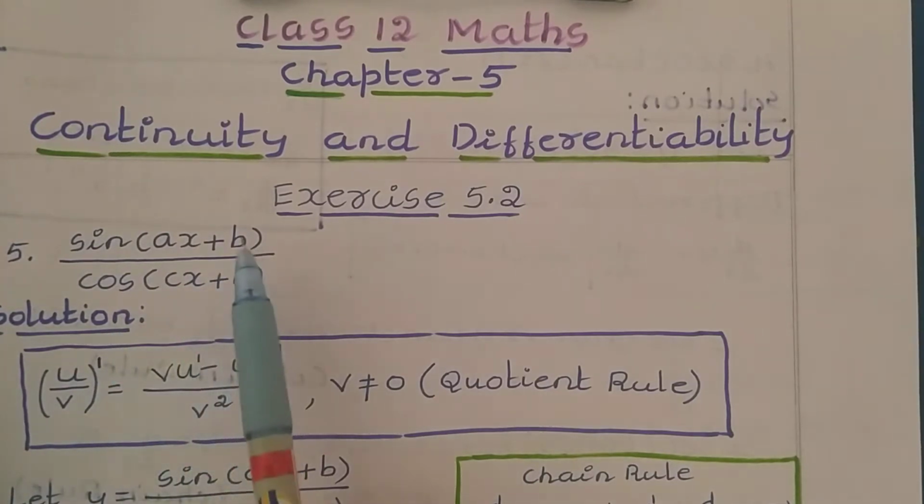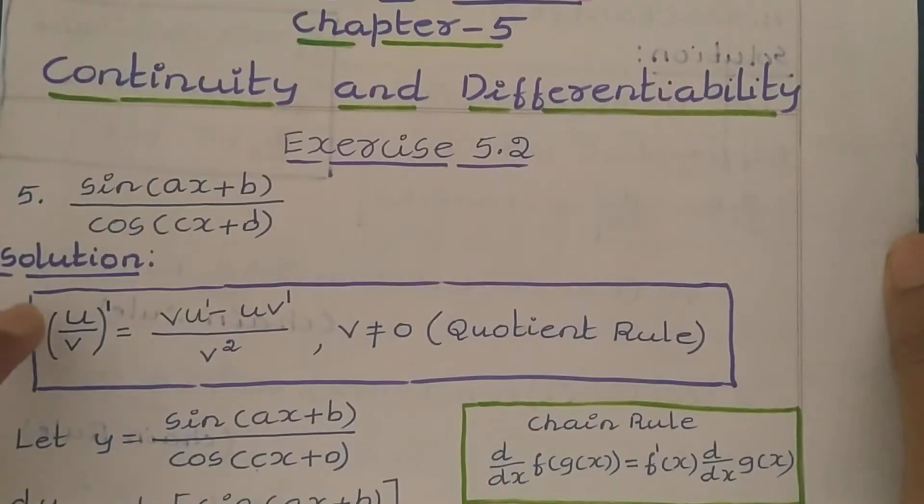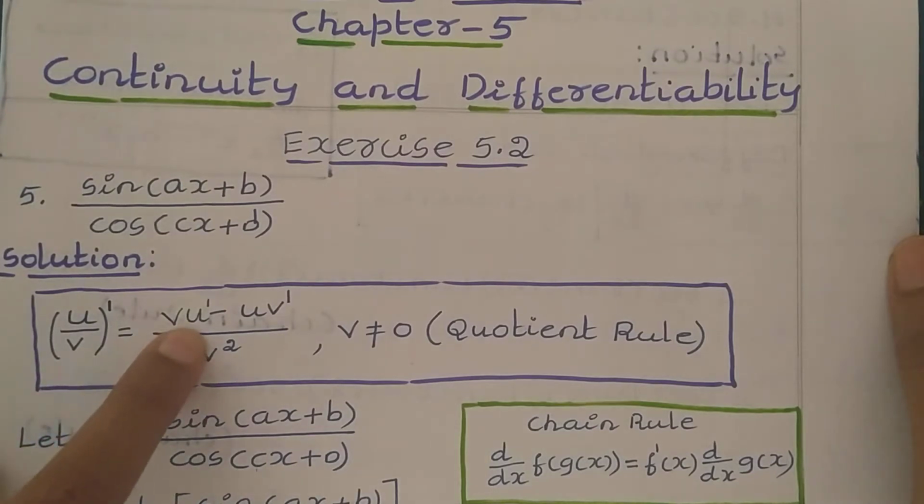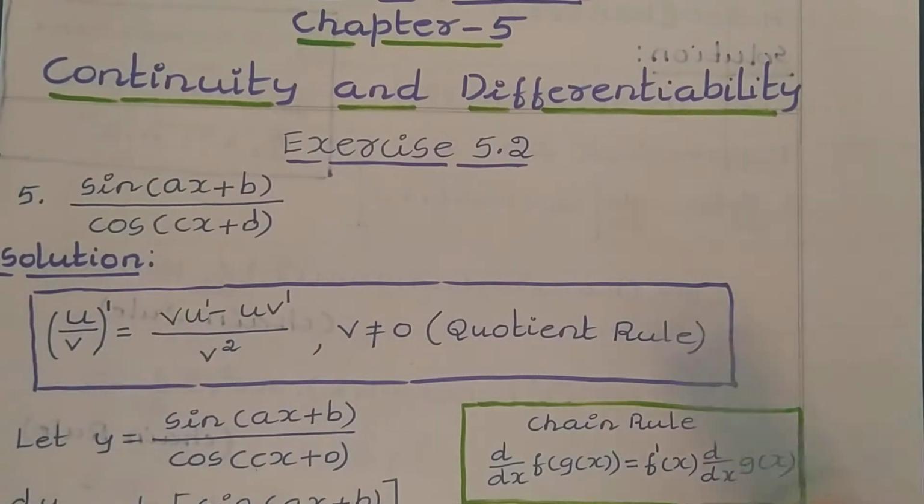Here you can see we have a numerator and denominator. That means we have to apply the quotient rule. The quotient rule: if I take the numerator as u and the denominator as v, then (u/v)' is equal to (v u' minus u v') divided by v square, where v is not equal to 0. This is known as the quotient rule.